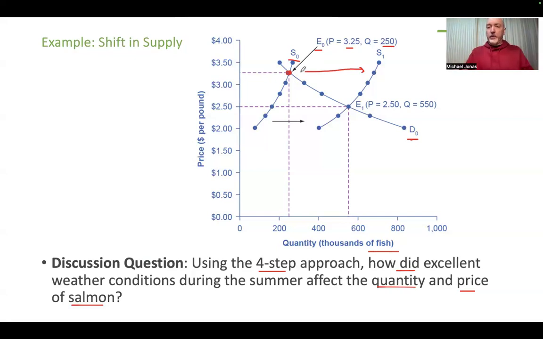And now starts this re-equilibration process. So comparing to where we were pre-good weather, pre-shift, at that original price, we now have more units supplied than demanded. So we've created, due to that shift, this surplus scenario. Okay, so what happens? At that original price of 325, day after day, week after week, there are more fish put onto the market than people want to buy.